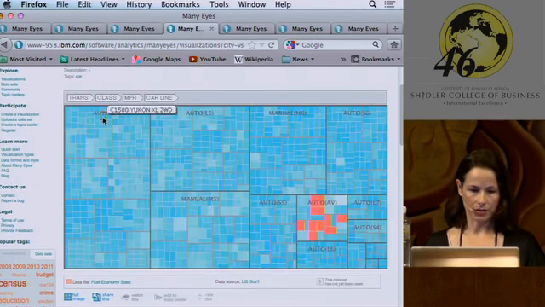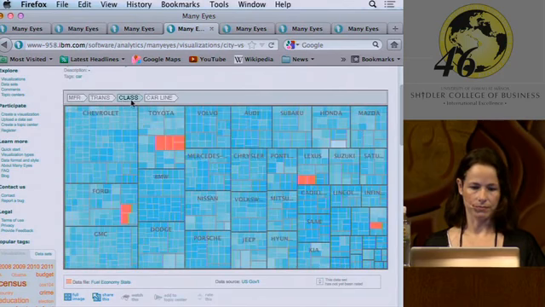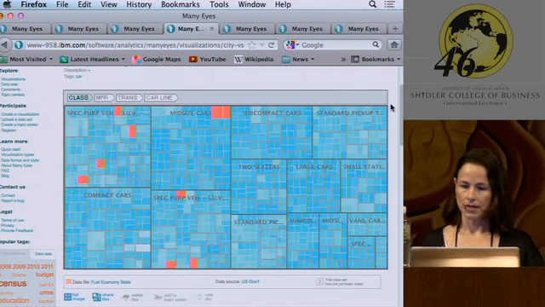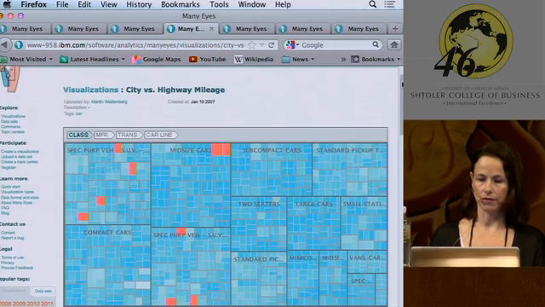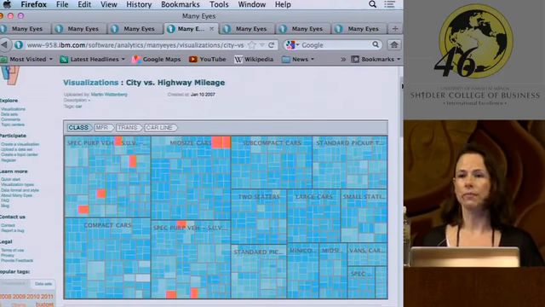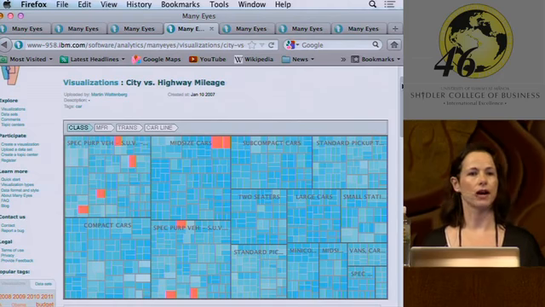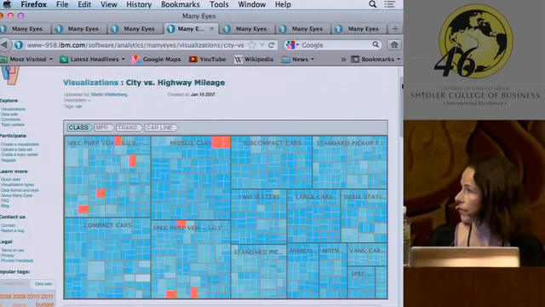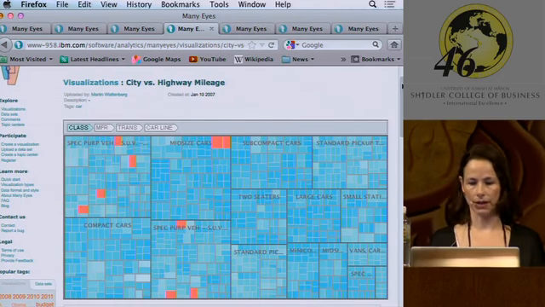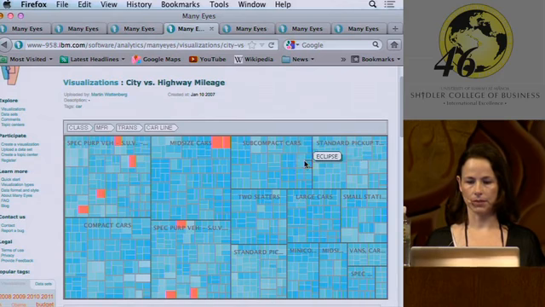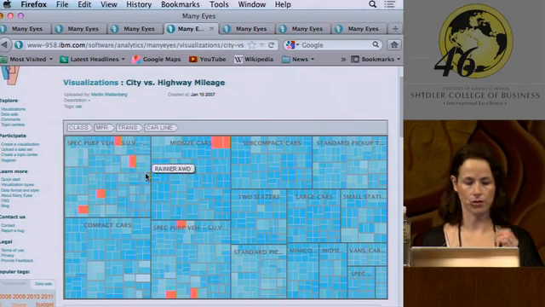Then I have another thing I want to show you. This is a very different kind of visualization. This is a tree map of city versus highway mileage for different cars. So each one of these little rectangles is a car model. I can, you know, Eclipse, Silverado, Santa Fe, Rainier, so forth.